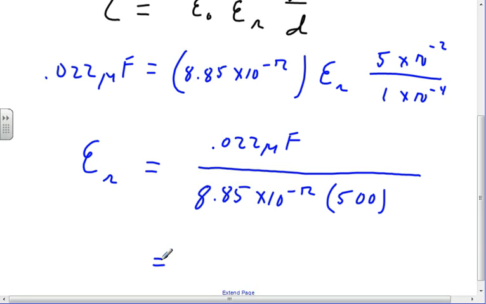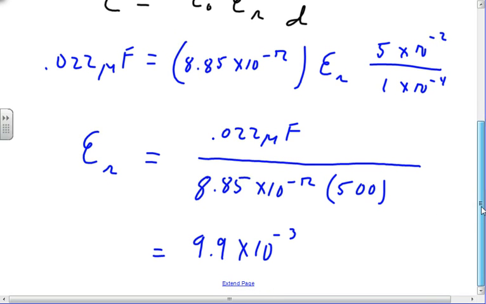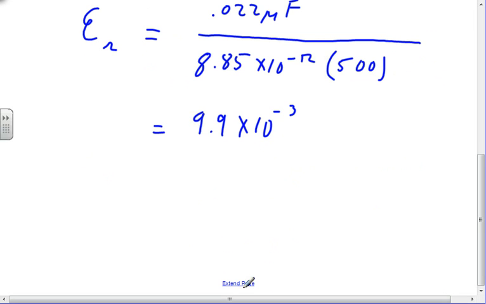Oh, let's see. Third function changed to scientific notation. 9.9 times 10 to the minus 3. And epsilon r is also something that doesn't have any units associated with it. So now we look over here at the relative permittivity table, and we have something times 10 to the minus 3. What does that mean? That means we don't have the right answer. So I have to put it in my calculator again.